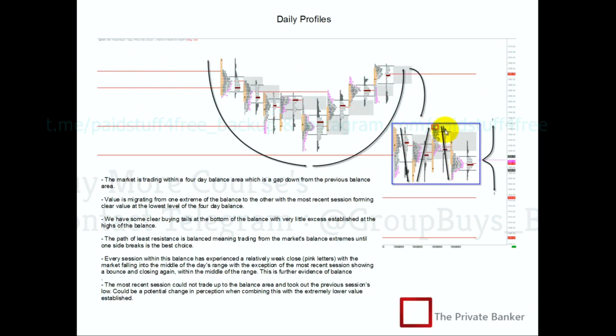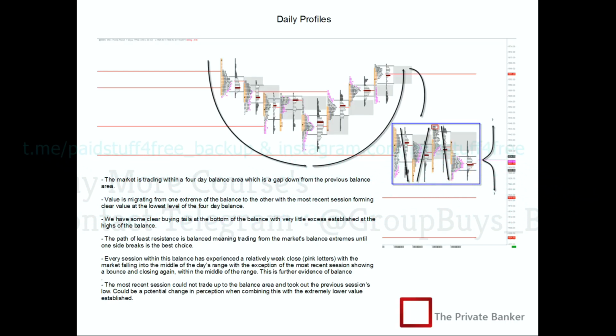So the market tests the lower end of this balance area once again. Maybe there were stops below this buying tail here, which would be representative of this distribution here. But this spike lower and then run right back into the middle of the profile was essentially to be construed as a buying tail as well.